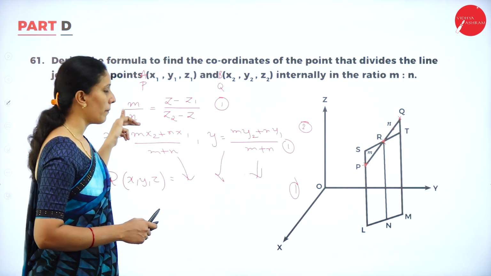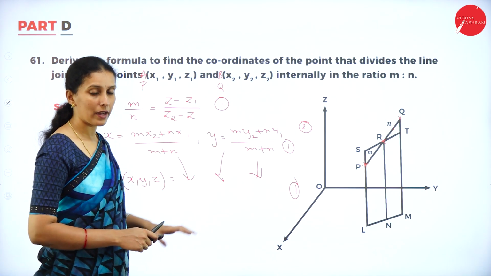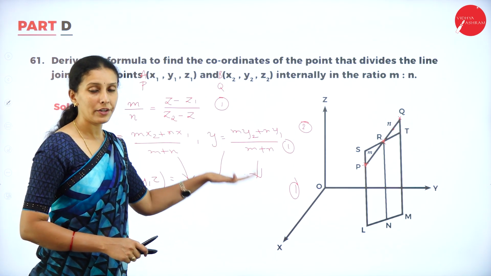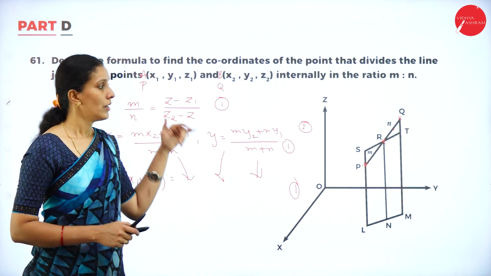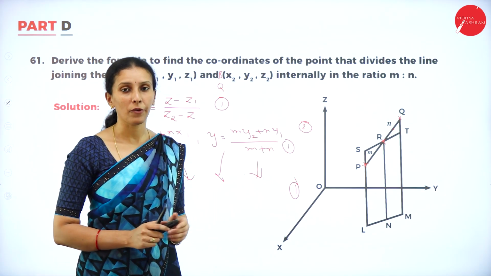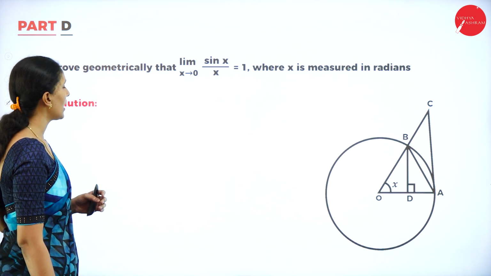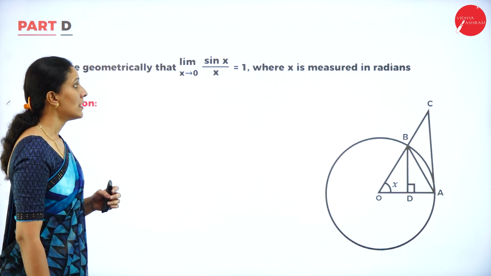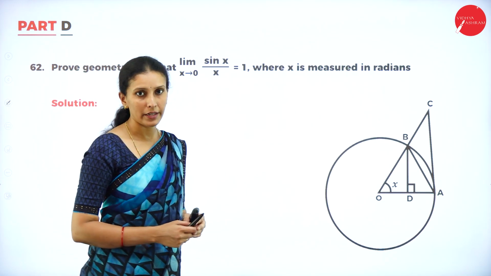So writing proper diagram and description carries 2 marks here. Getting the value of m by n, 1 mark. Finding the coordinates of x and y, 1 mark. And writing the coordinates of R in the form of x comma y comma z carries 1 mark. So this is how you have to derive the section formula with the help of the diagram. The next question is, prove geometrically that limit x tends to 0, sin x by x is equal to 1, where x is measured in radians.